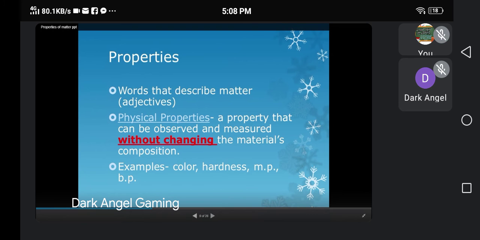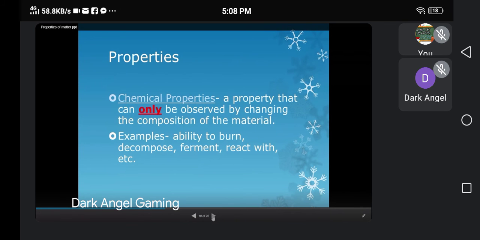Properties. Words that describe matter, or adjectives. Physical properties, a property that can be observed and measured without changing the material's composition. So it's not changing. Examples: color, hardness, and many more. Chemical properties, a property that can only be observed by changing the composition of the material. Examples are the ability to burn, decompose, ferment, react with, and etc.